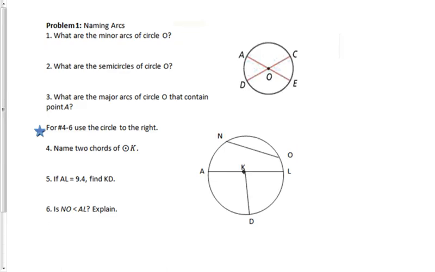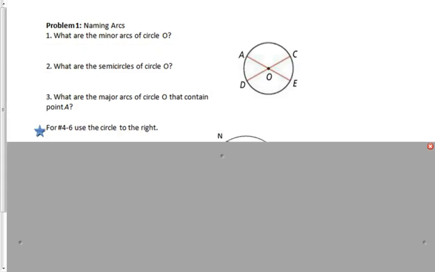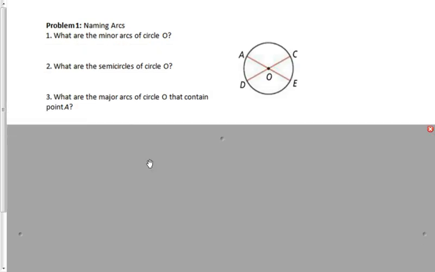So let's do some examples with all that stuff we just talked about. Let's start with naming arcs. We talked about that briefly. What are the minor arcs of circle O? Let's try to name as many of them as we can. Remember, they're less than half the circle. So AD or DA would be the same thing.